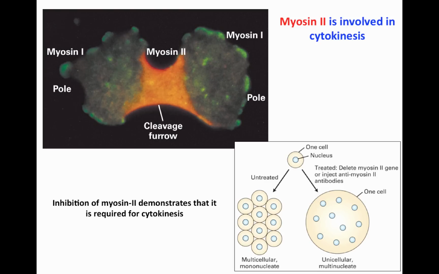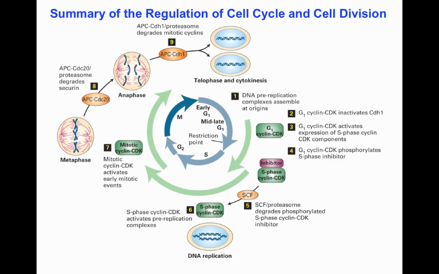But on the right, you have a cell that either has been deleted for myosin 2 or injected with an antibody that can inhibit myosin 2 function. And at that point, you will see that that cell has multiple nuclei because the cell cycle has continued, but cytokinesis is being inhibited. So you have one very large cell that has been generated with many different nuclei inside because the stage of cytokinesis never happened. This was evidence that myosin 2 and the actin cytoskeleton were required to induce cytokinesis.